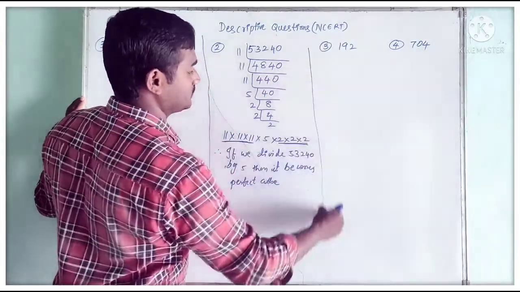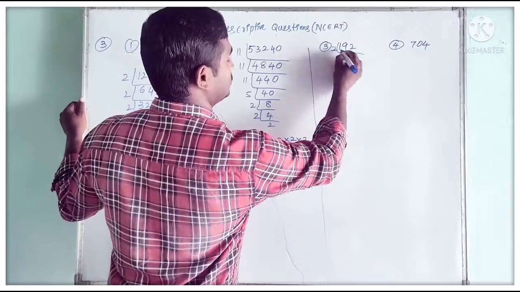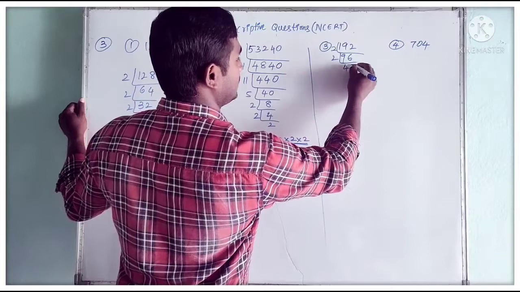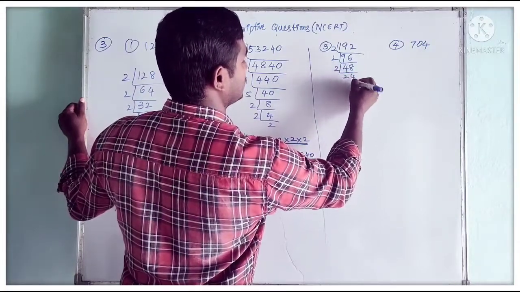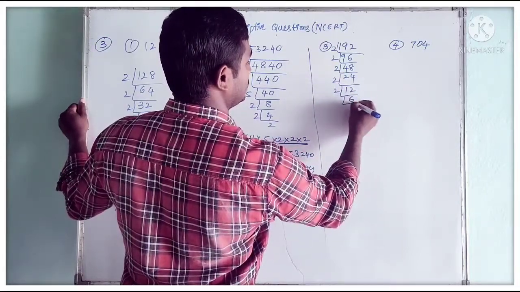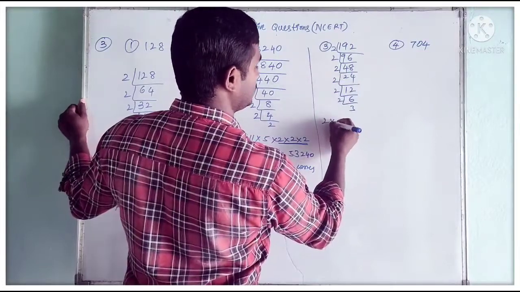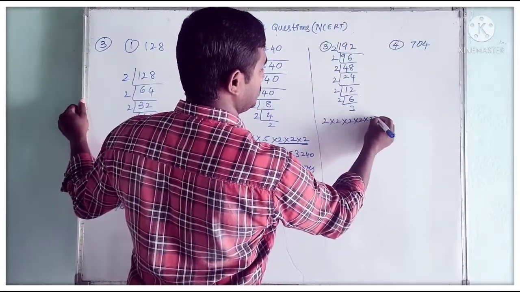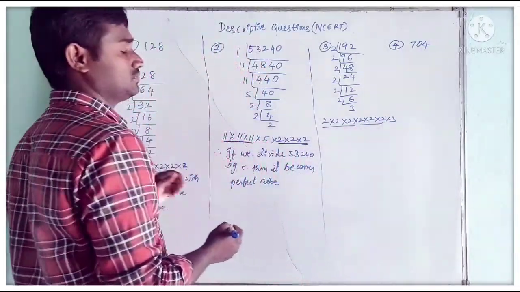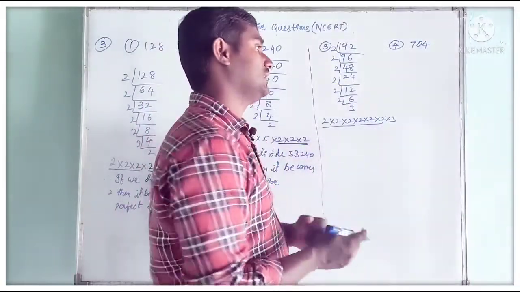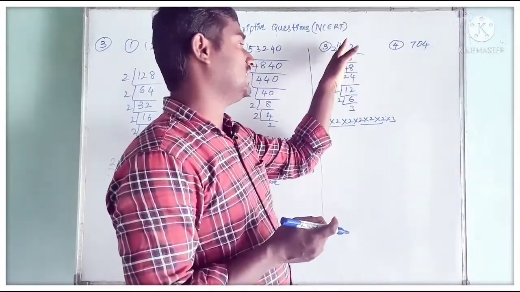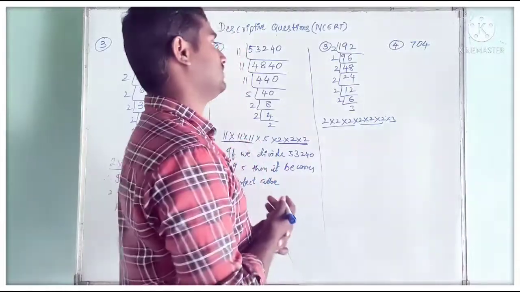Okay, next, third question. 192: 2 nines are 18, 2 nines are 96, 2 twenty-fours are 48, 2 twelves are 24, 2 twelves are 12, 2 sixes are 6, 2 threes are... So make groups here: 2 into 2 into 2 into 2 into 2 into 2 into 3. So make groups. Here this is one group, these three as one group. Here 3 is extra. So if you divide 192 by 3, then it becomes a perfect cube.